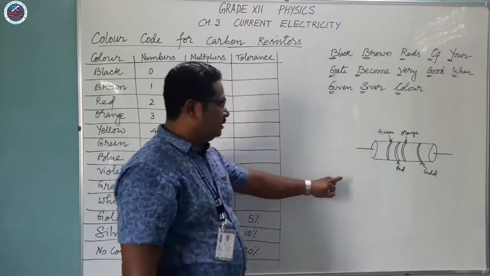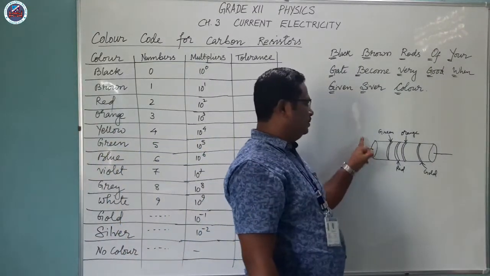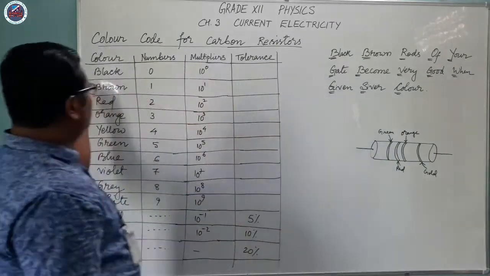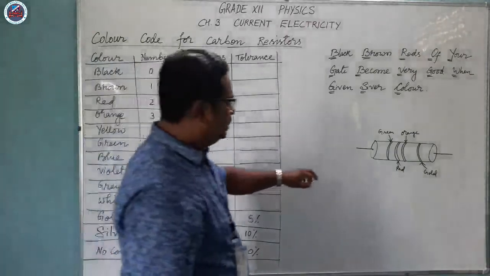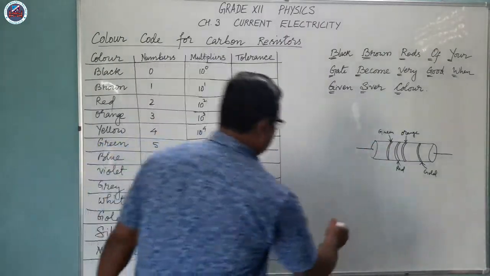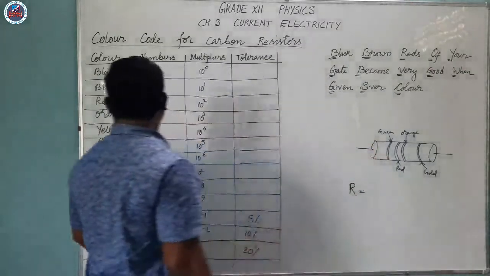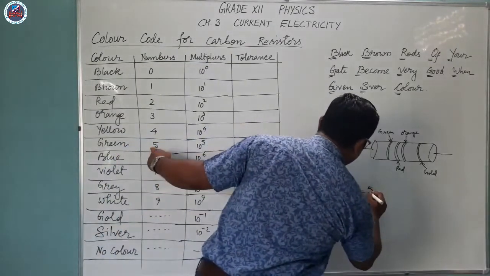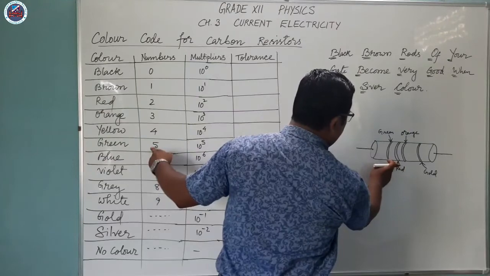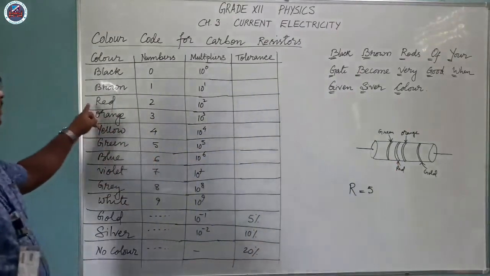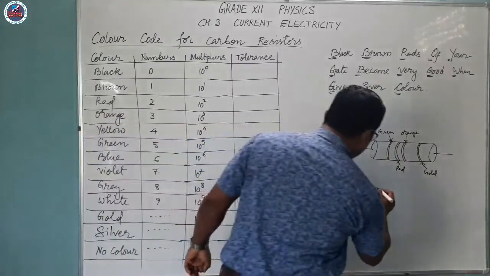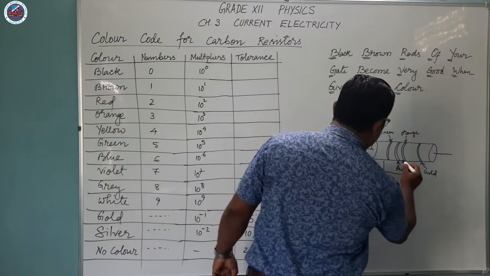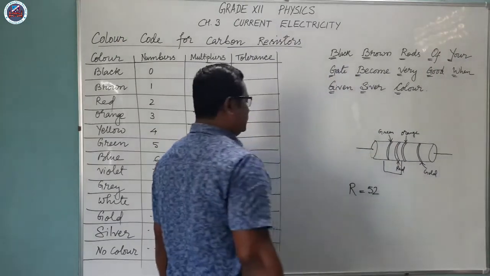Now, if you get a carbon resistor like this, as I have given you the example earlier, now I want to know its resistance, then how to use the table. Look carefully. The first color is green. So the resistance R is equal to, I'll write green. Green is here. Digit is how much? 5. So I'll write 5. Then next band, what color it has? Red. Red is 2. So I'll write 2. The first two bands will give you the digits.